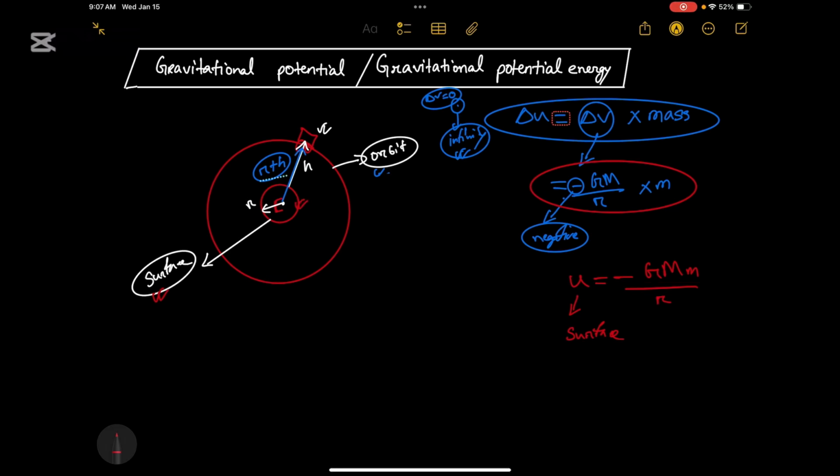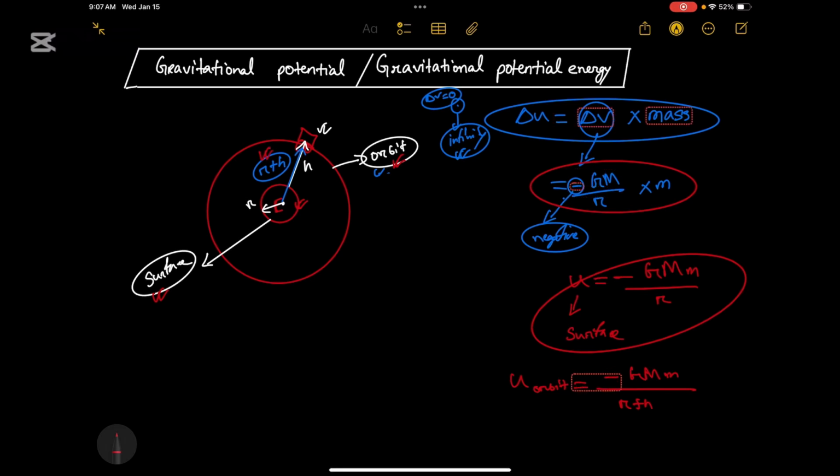Now we have to work out the gravitational potential energy at the orbit. The gravitational potential energy at the orbit will be minus GMm divided by r plus h, because this h is also included, because you are r plus h away from the center of the Earth. That's why the formula will be like this.